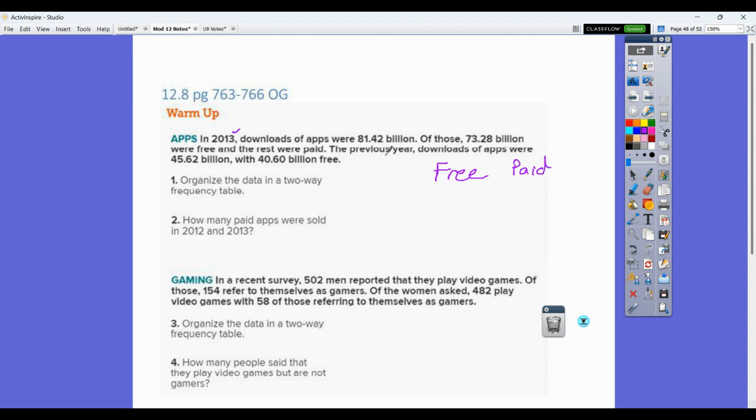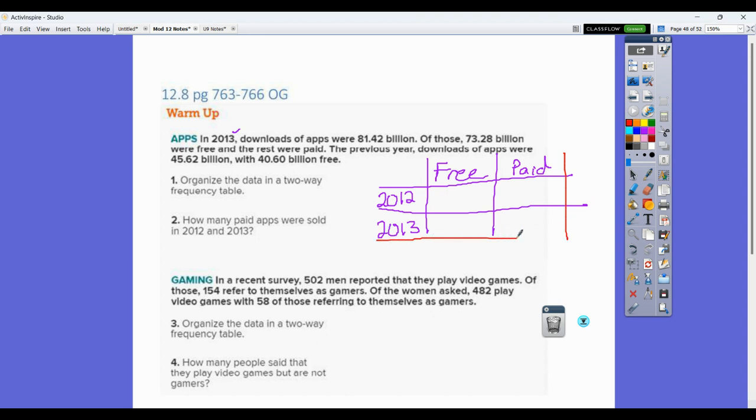So let's see, it said the previous year, so we're going to say 2012 and 2013. But again, if you did 2012 and 2013 on the top, that's fine. Free and paid on the side, it's up to you. But this is kind of what we have here. And so then we're going to go through, and in 2013, downloads of apps, it gives us the total. So you can also do totals on the outside.